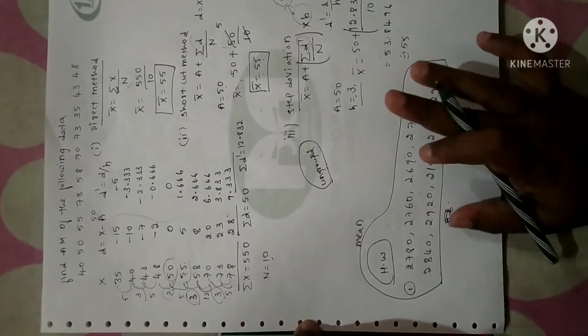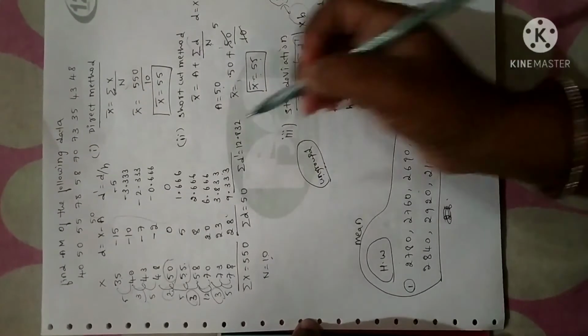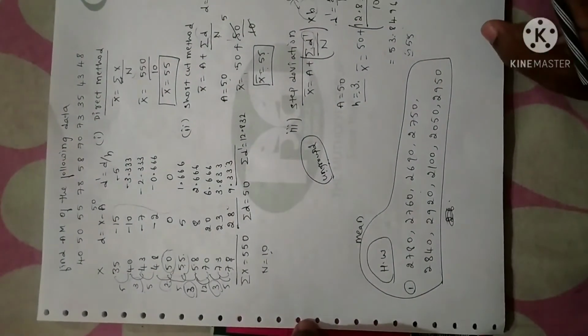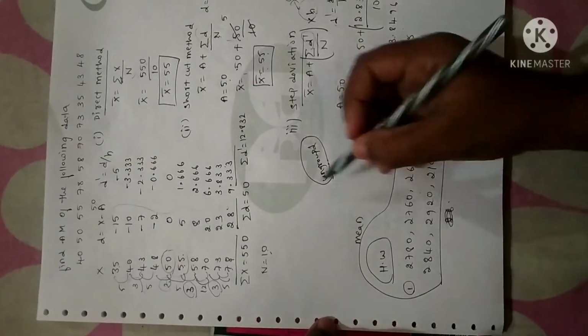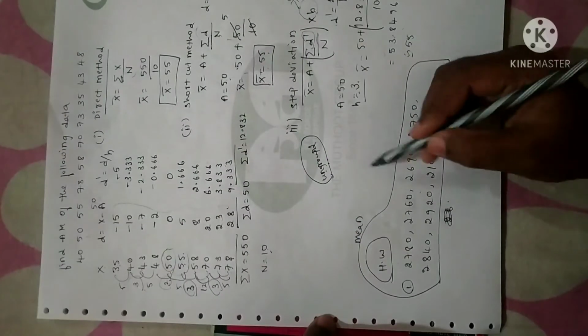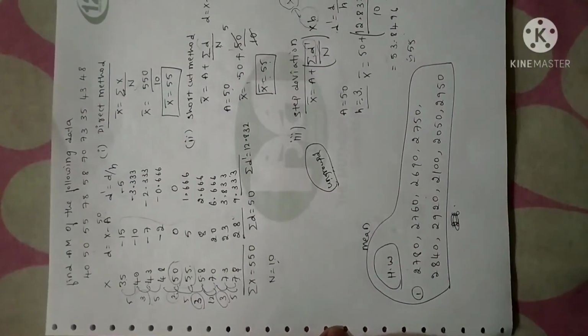Whatever I have solved till now is for ungrouped data where we have only x values. Fine. Now let me solve one problem for grouped data. Ungrouped in the sense we have only x values. Grouped in the sense we will be having both frequency and x value. So let me take the problem. So here is a problem.